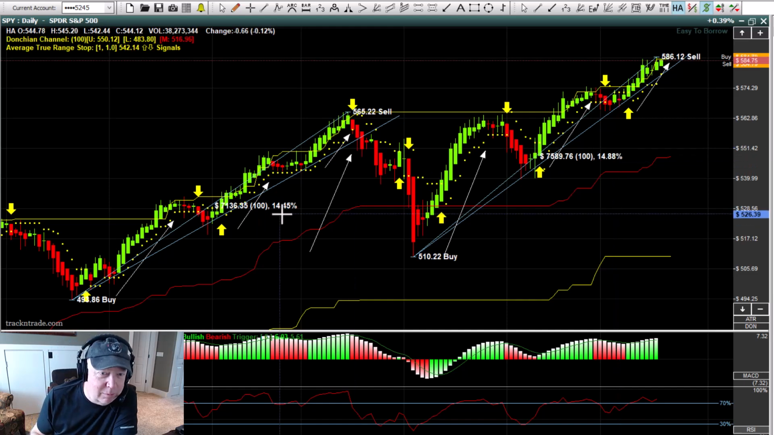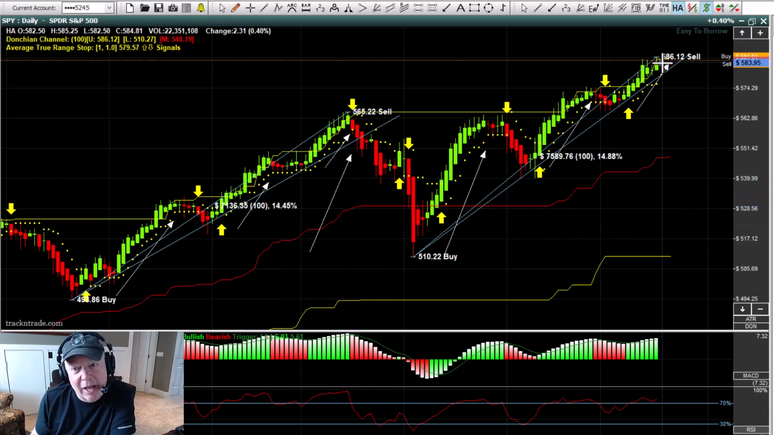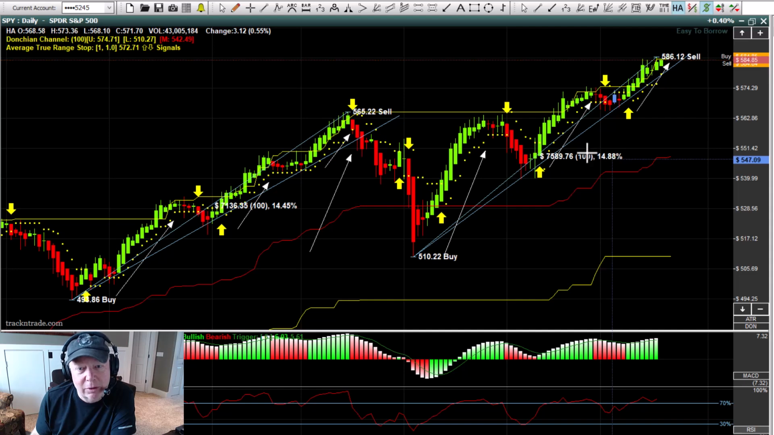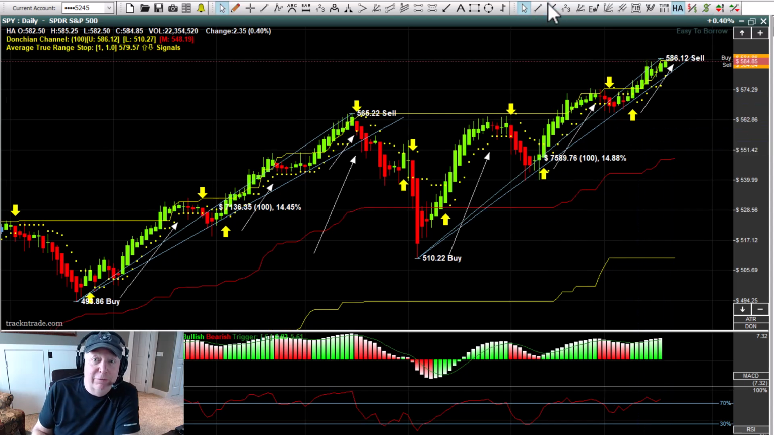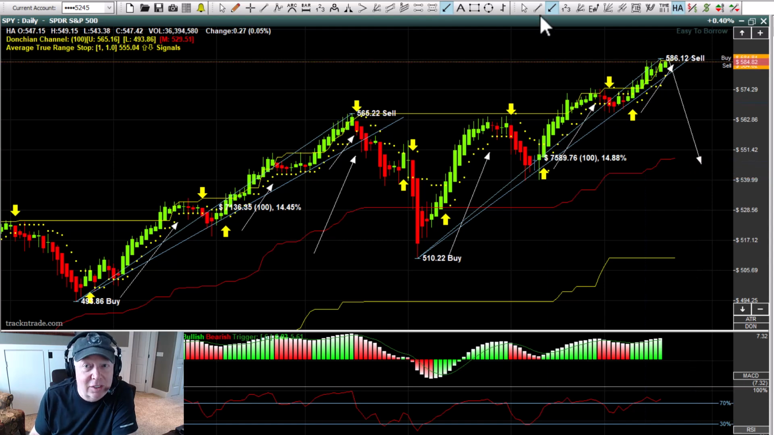This was a 14.45% move before we got the blow off. This is currently at a 14.88% move. This was a 3-drive pattern. This was a 3-drive pattern. Does that mean it's going to flush? No, it doesn't. It does not mean that at all. It's just something I'm showing you as a pattern that's in the market.